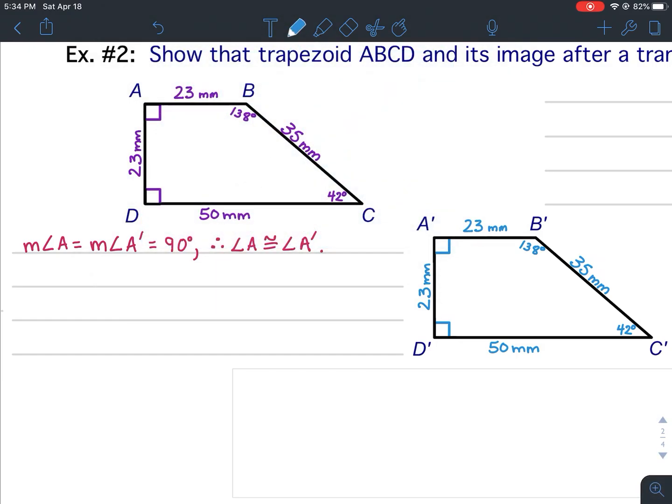Let's move on to angle B. The measure of angle B equals the measure of angle B prime, and they both measure 138 degrees. Therefore, since their measurements are equal, I can say the figures are congruent. So angle B is congruent to angle B prime.